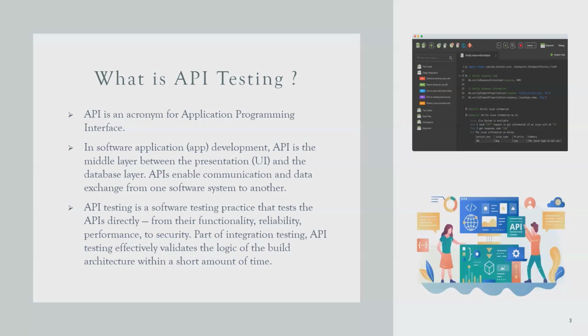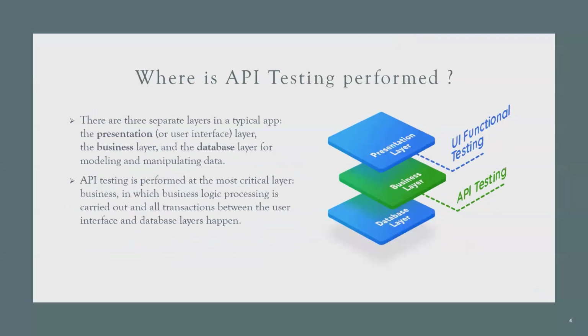API testing is a software testing practice that tests the API directly, from its functionality and reliability to performance and security. Part of integration testing, API testing effectively validates the logic of the build architecture within a short amount of time. API testing helps us to know about the complete functionality in terms of unit or coding logic.